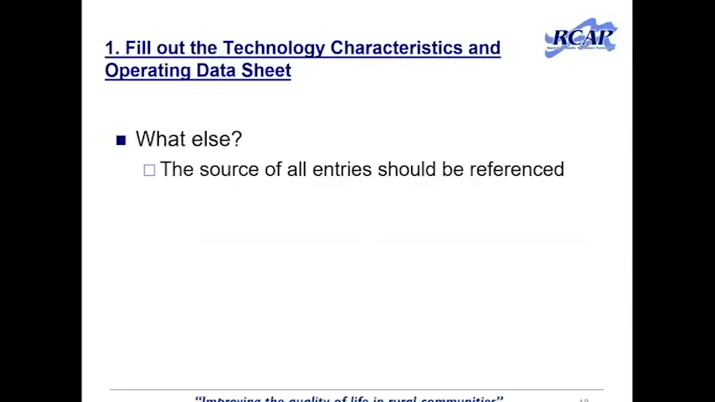So what else? The thing that I said before, make sure that you put down the source for the information that you're gathering. And when we look at the example, you'll be able to see how I did that with a fairly simple example of a technology.